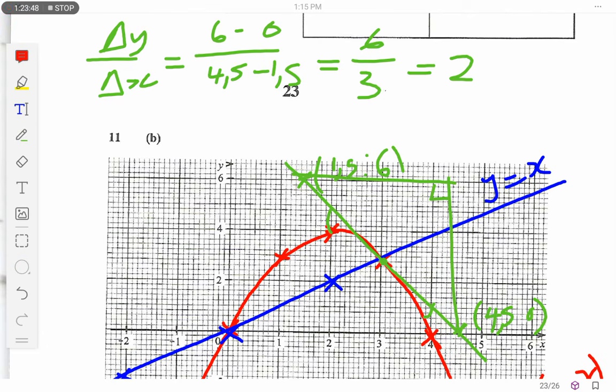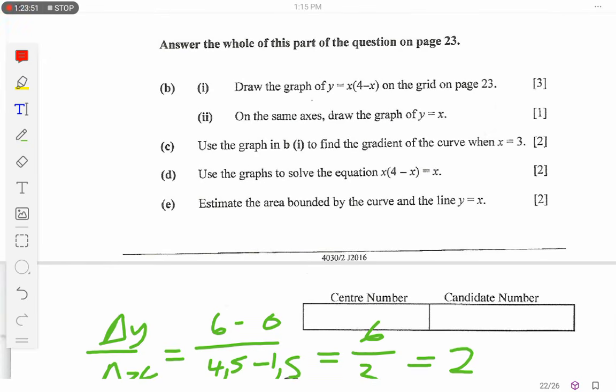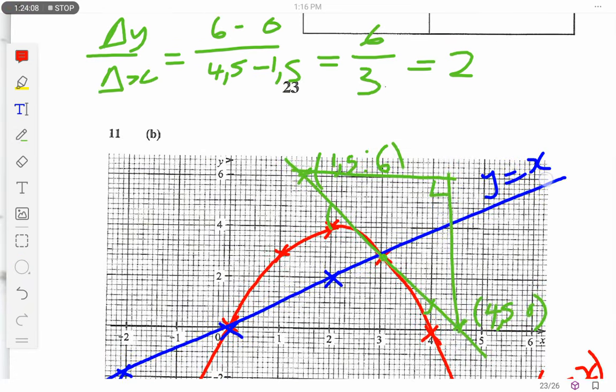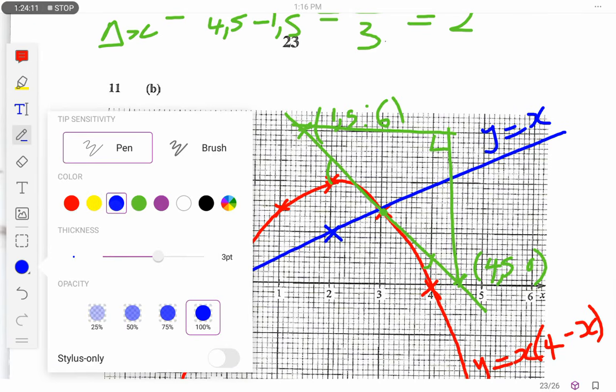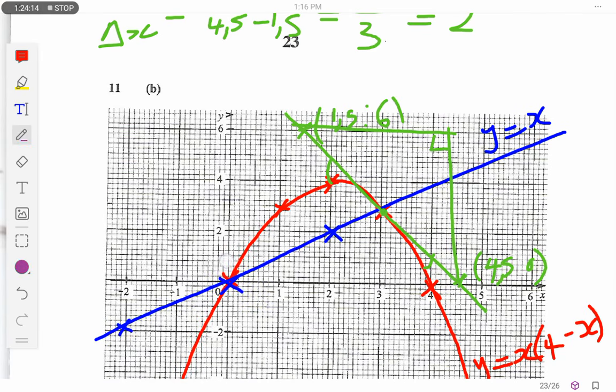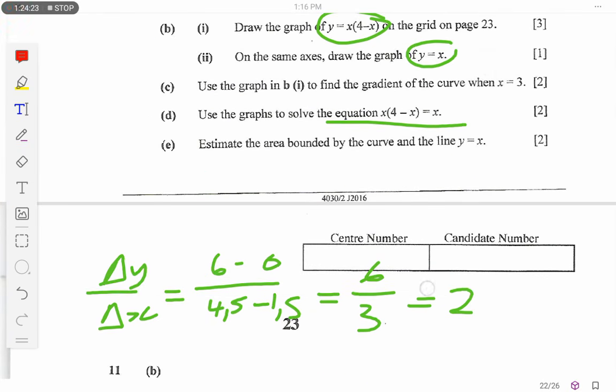Now the next question is saying, use the graphs to solve the equation. This is a combination of two equations. This equation and this equation, we have just equated them. So where they meet, that's where we have the results. The results are at these points, this one and this one. So our x values are 0 and 3. Okay, that's how we solve that equation.